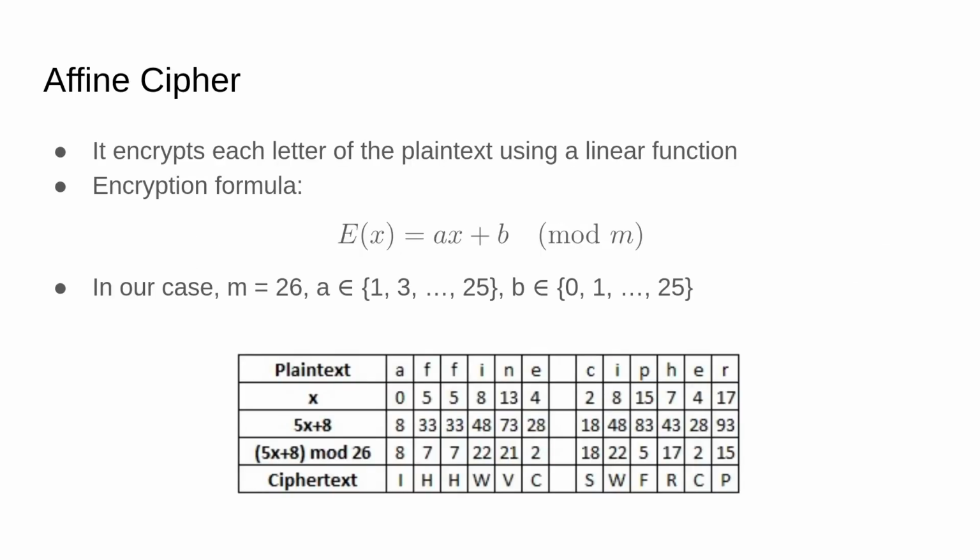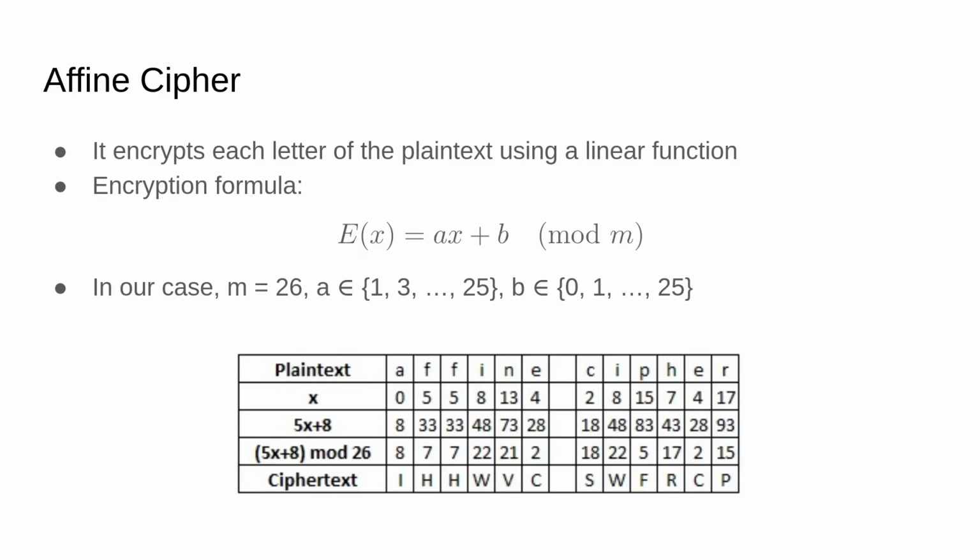All right, now let's talk about task 2. For task 2, you need to break the affine cipher. This encryption method encrypts each letter of the plain text using a specific linear function. In other words, every letter is transformed linearly according to some linear algebra.